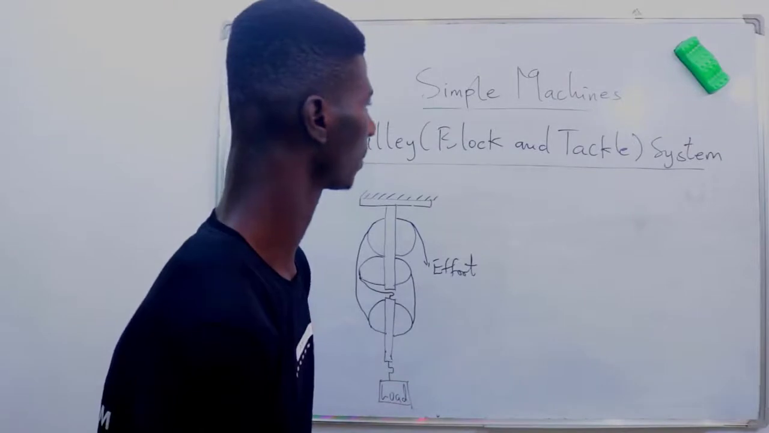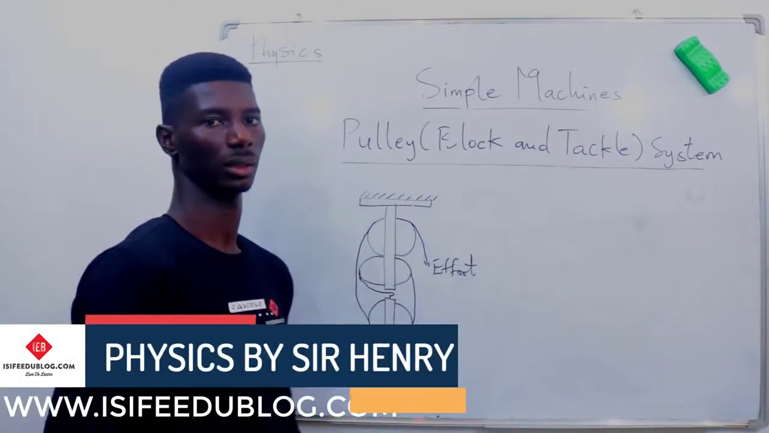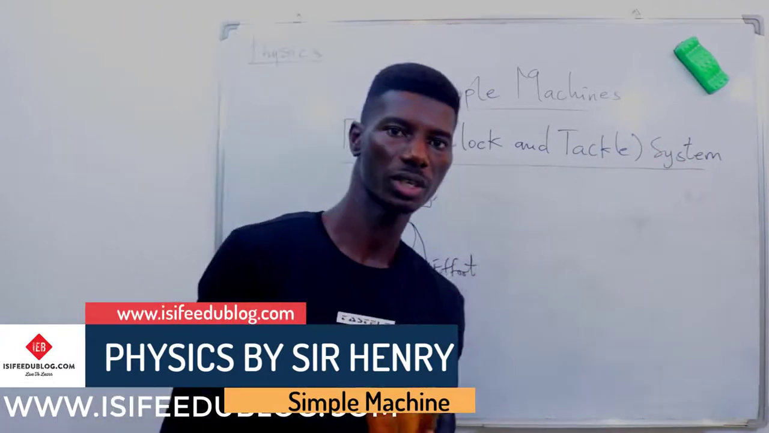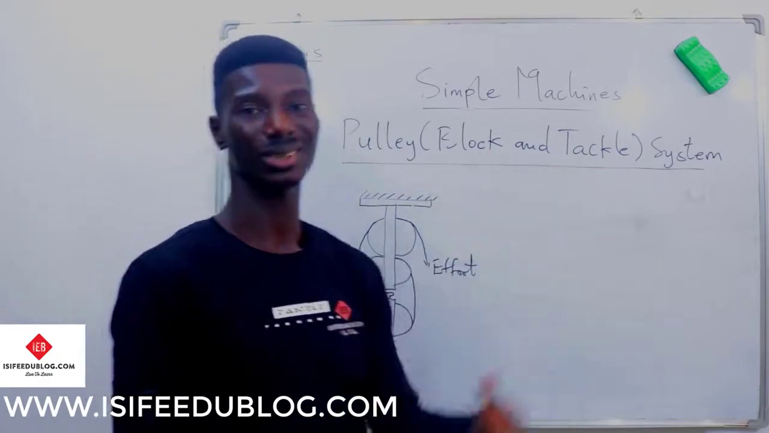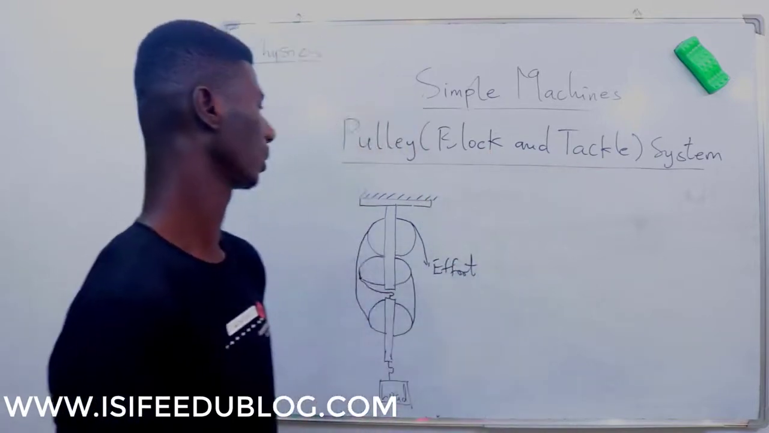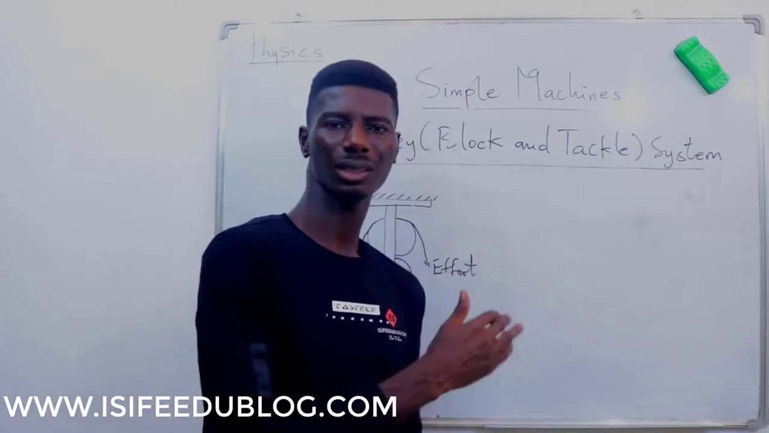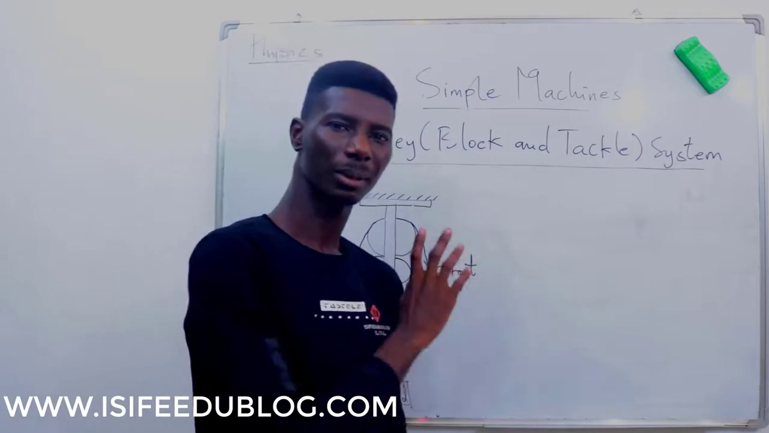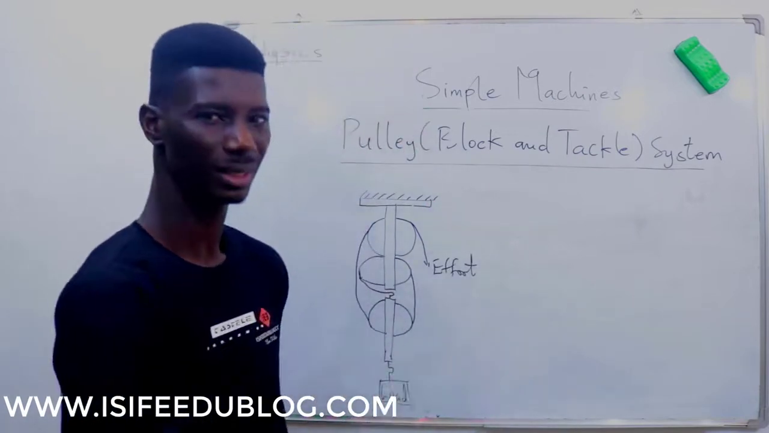Okay, the next example of a machine that we are going to treat now is the pulley system. It is also called the block and tackle system. So in your question, it depends. If they call it block and tackle, they are still referring to pulley. Now, the only thing, like I said, we are supposed to know, just like we treated the velocity ratio of the lever, the only thing we need to know about each machine from now on is the velocity ratios.